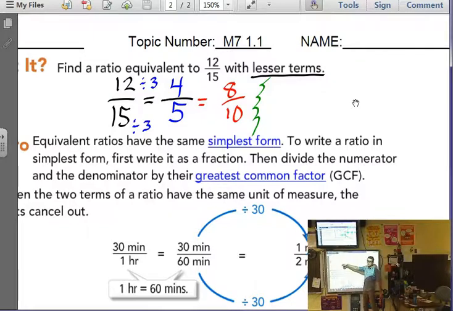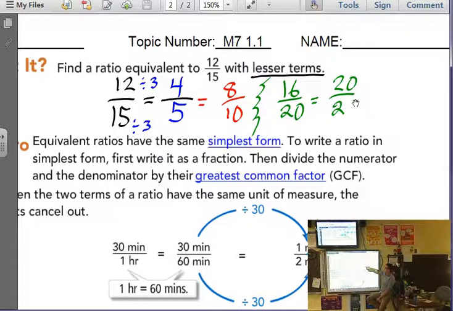So if we did times 4, we'd get 16/20ths. If I did times 5, I'd get 20/25ths. If I did times 6, I'd get 24/30ths. And we could keep going like that forever. That's not less. I know, I started that sentence. If we ignore the lesser terms, we have infinitely many options.